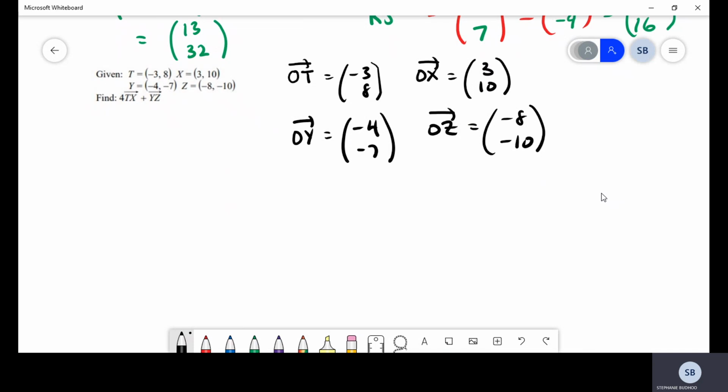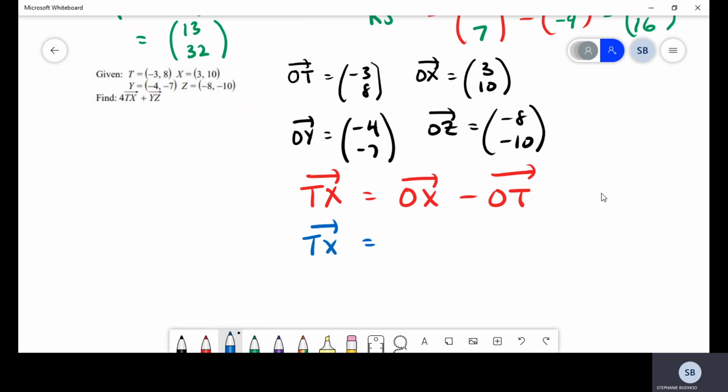And now we're down to business. Let's see what the question wants. First up, they want us to work out TX. TX will break up into OX subtract OT, and we have all of these values. OX is 3, 10, subtract OT, which is -3, 8. Doing the calculations, we get 3 subtract -3, that's 6, and 10 subtract 8, that's 2.